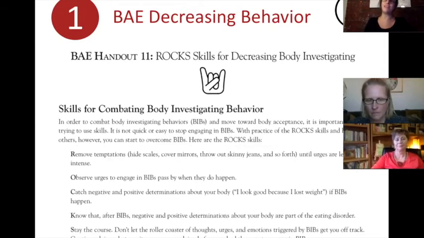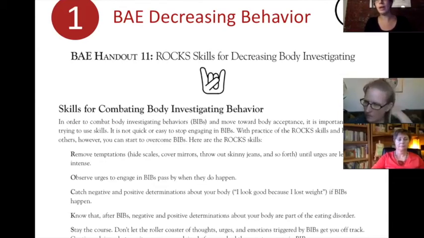And then we have the ROCK skills for combating body investigating behavior, or body checking behavior. So the first step is overall remove temptation. If you're at a place where you are checking multiple times a day, make sure that the scales are hidden, mirrors are covered, throwing out the skinny jeans and so forth. So you want to walk your patients through that.